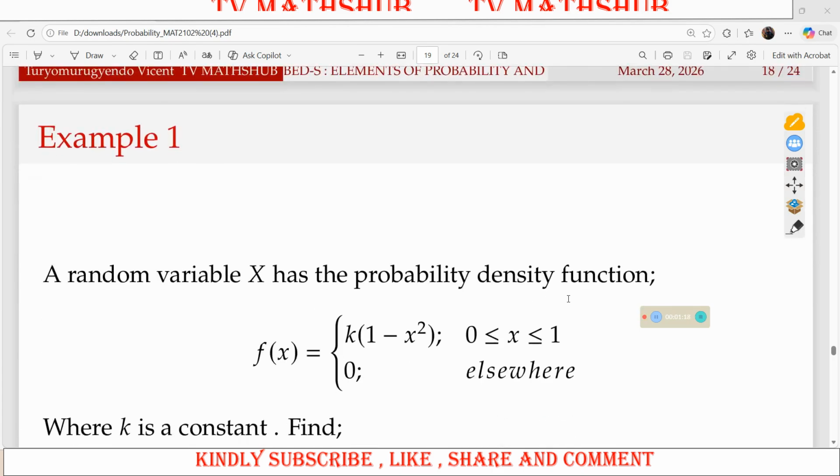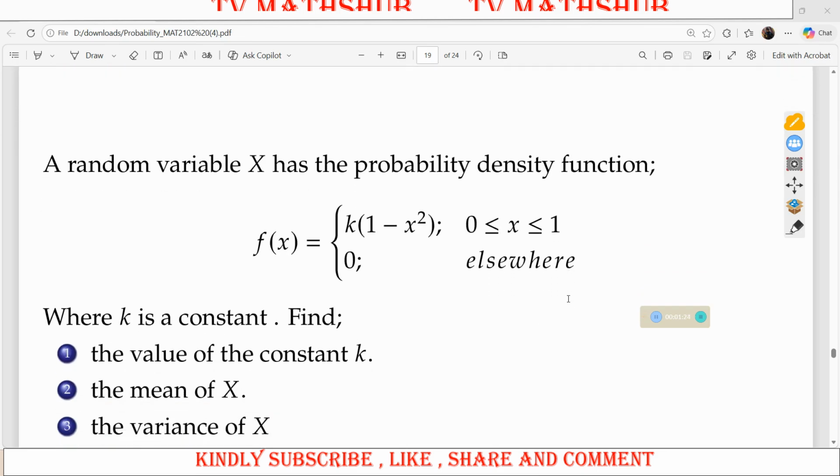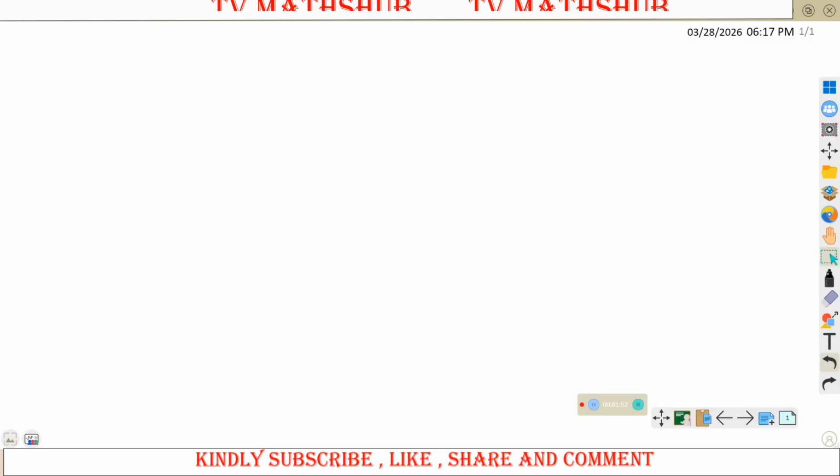Example number 1 says a random variable x has the probability density function given as f of x equals k into 1 minus x squared, and that takes the range from 0 less or equal to x less or equal to 1, and 0 elsewhere. We are told that k is a constant. We need to find 1, the value of the constant k, 2, the mean of x, and 3, the variance of x. So let us look at the solution.